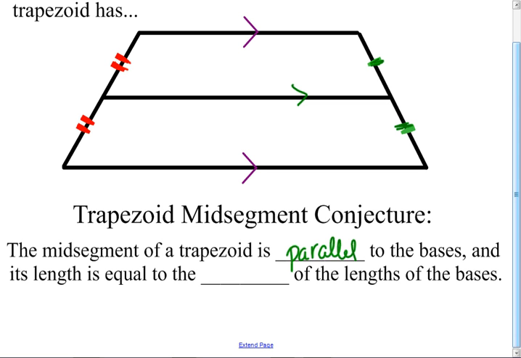And the length, well, what do you think is true about the length of that segment? It doesn't look like it's half of anything. You know what it ends up being? It's the average of the two bases. So it's B1 plus B2. You add the two bases up and divide them in half. So it's the average. And I'll think about how I could actually show you that it really is the sum of those two bases divided in half.